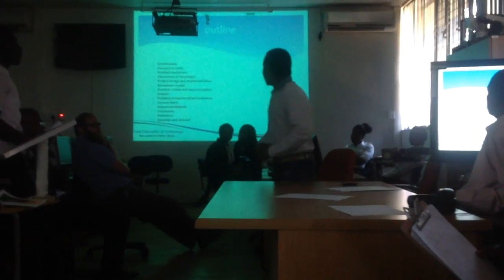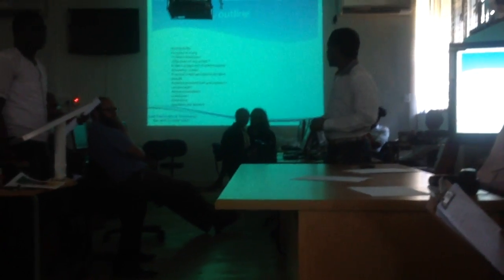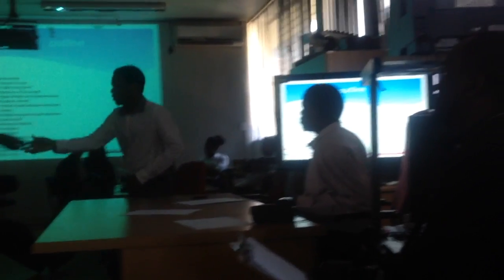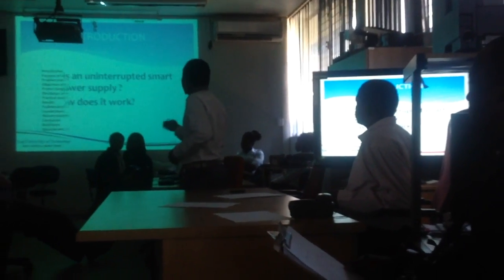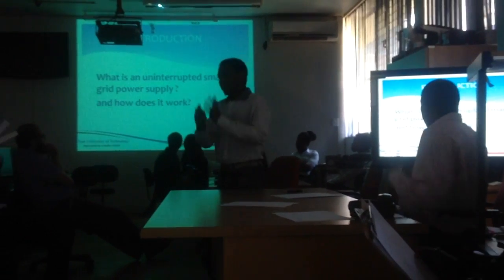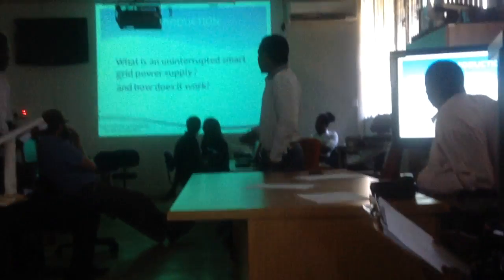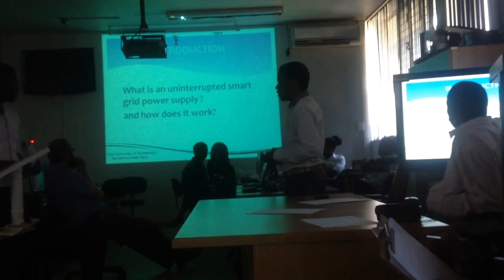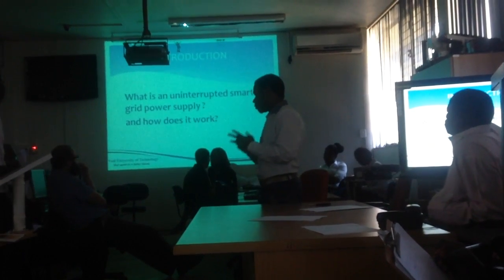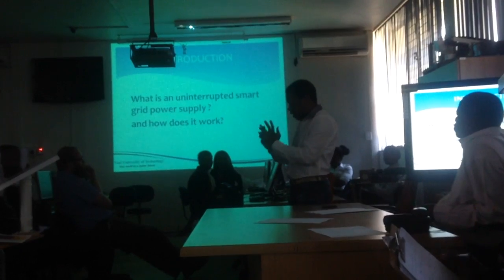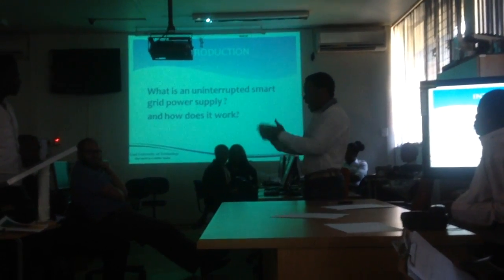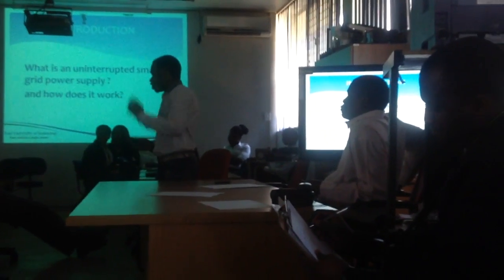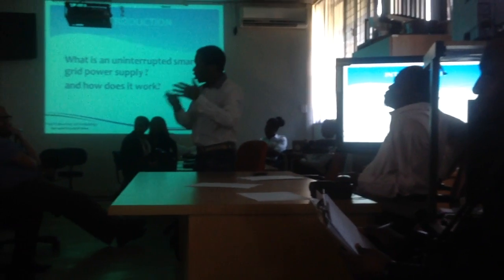Thank you, Mr. Vaal. Ladies and gentlemen, thank you for making yourself available in this lab. I'm sure you're all asking yourself, what is this project all about? As you can see here, the question says, what is an uninterrupted smart grid power supply and how does it work? An uninterrupted smart grid power supply is an electricity supply chain that combines non-renewable energy and renewable energy. In this case, we have solar, a battery, and a generator, and there is Eskom power, meaning both non-renewable and renewable energy.